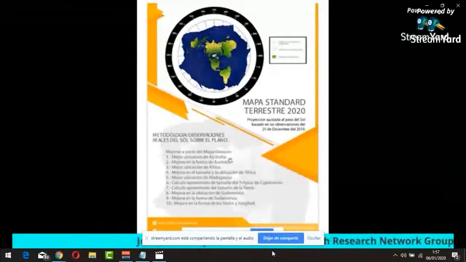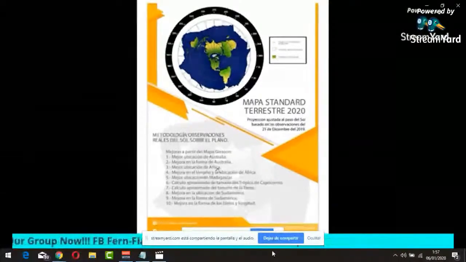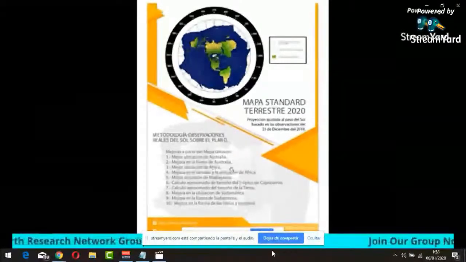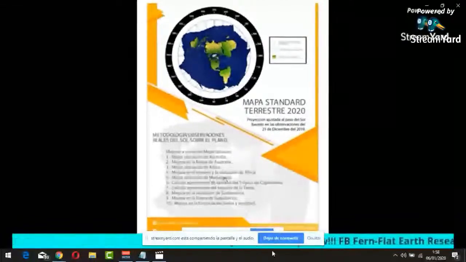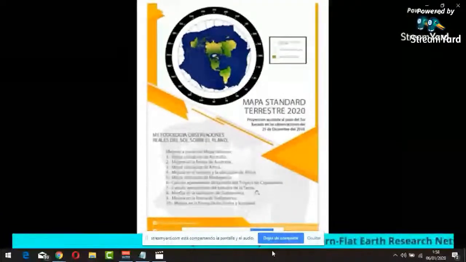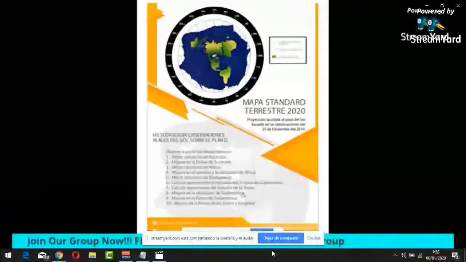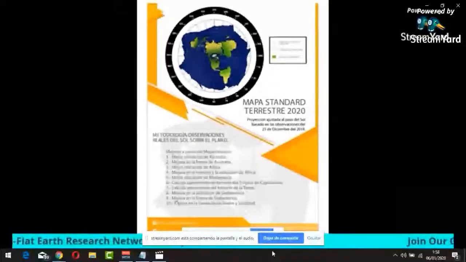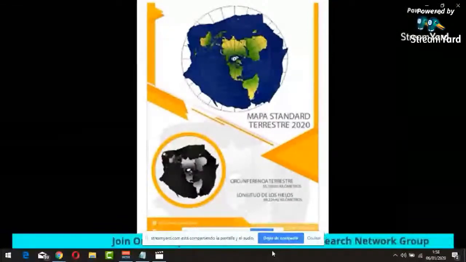Australia: shape, ubication and location. Africa: shape, location, and size. Madagascar: position and shape. Capricorn: approximate size. So right now we have some measures to try to create more measures and improve this map. An approximate calculation of the size of the Earth, position of South America, shape of South America, form of the ice, and longitude. We use the regular information about the ice.